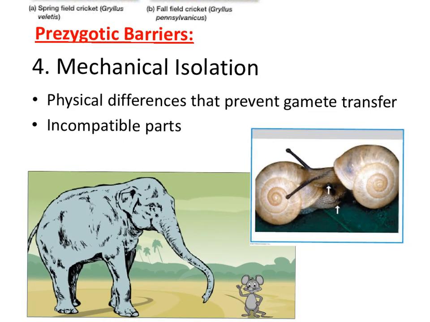Fourth one is mechanical isolation, the idea that there might be physical differences that prevent mating. A very extreme example, which I put on here just as kind of a silly example, is the elephant and the mouse. If you imagine a male elephant and his male sex organs and this little female mouse, the pieces are not going to fit together in order to get sperm to fertilize the female's egg. That's a very extreme example.